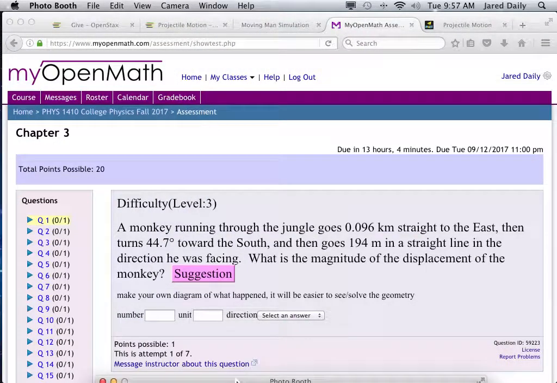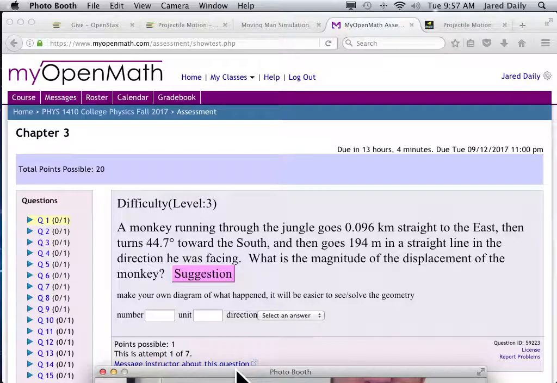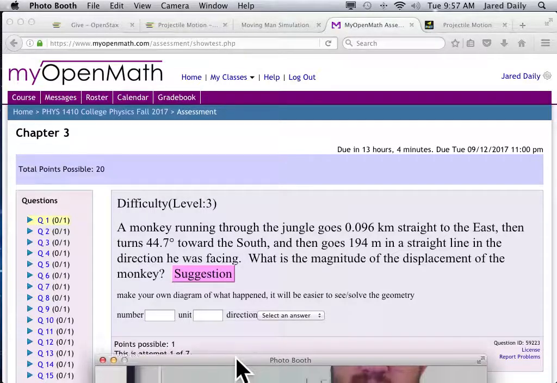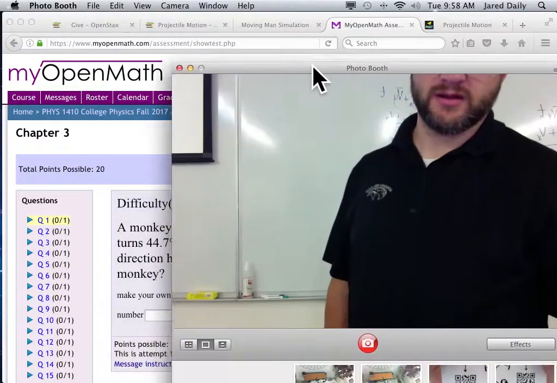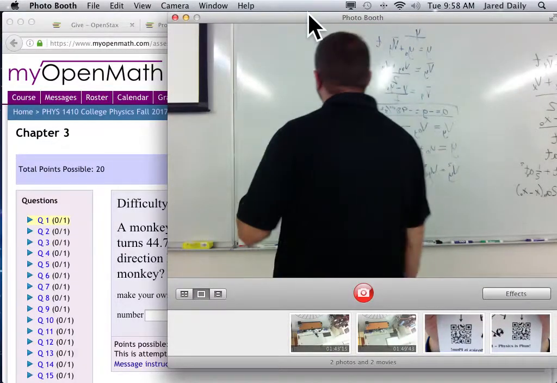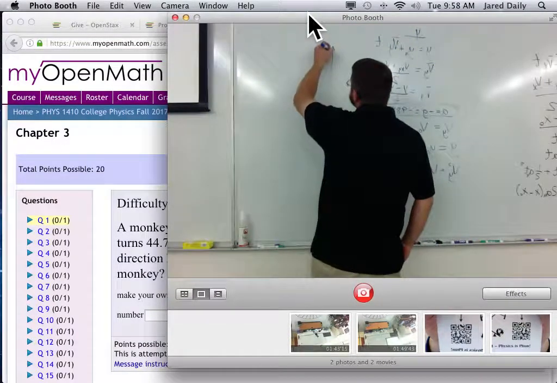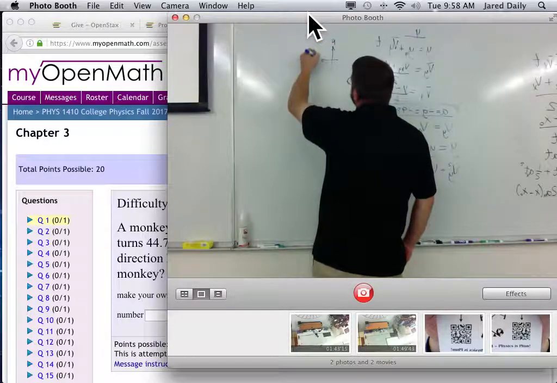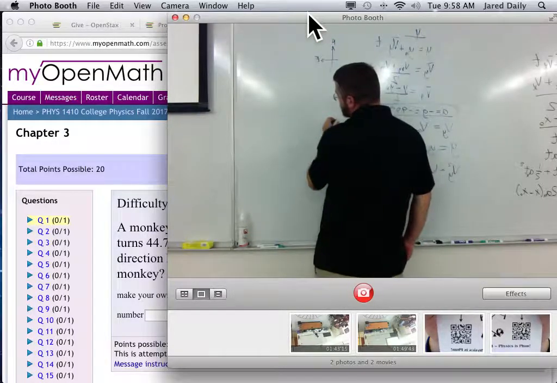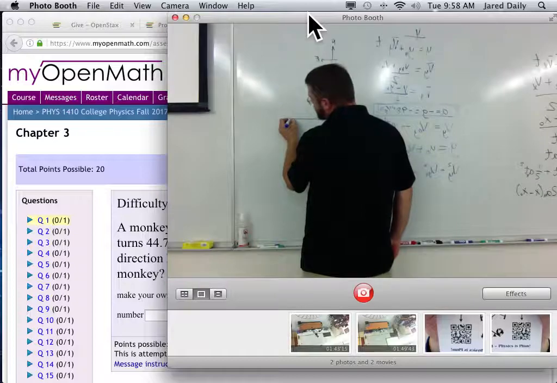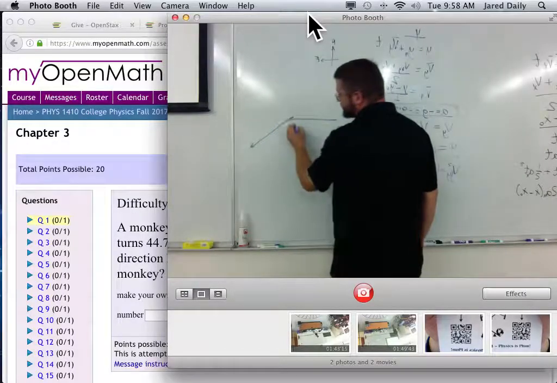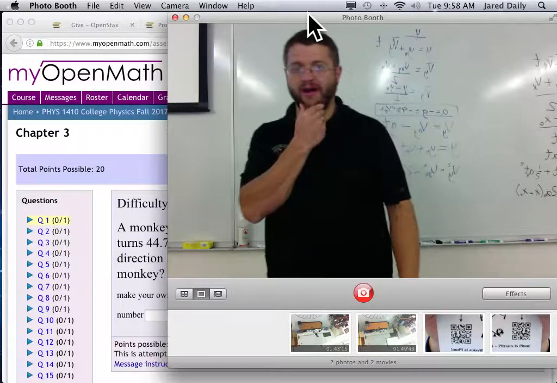Figure this out. Okay, this problem has a running monkey. In this case, it's going east, then it turns south. So I'm going to draw my coordinate system up here. I have north, and then I have east this way. My monkey is originally going east, and then turns towards the south, like this. So I got 2 vectors, right?